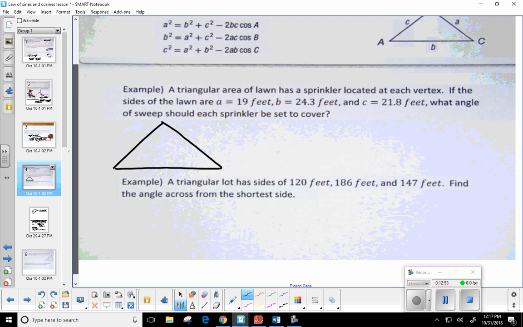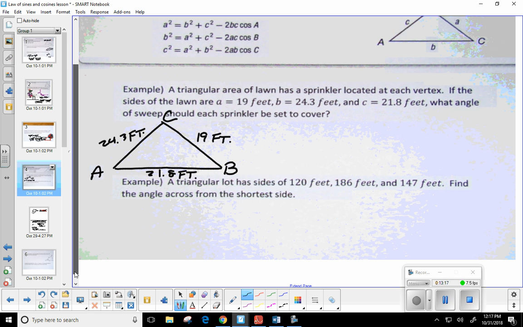Since they have A, B, C here, we're going to be using A, B, and C. Across from angle A should be 19 feet. Across from angle B should be 24.3 feet. And C should be 21.8 feet. So I'll say 21.8 feet right here.